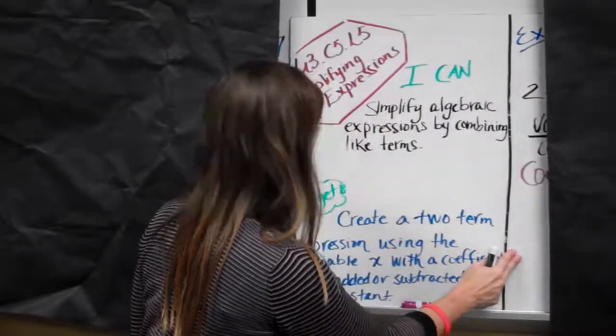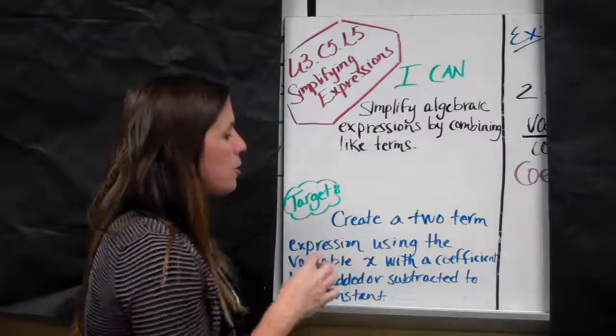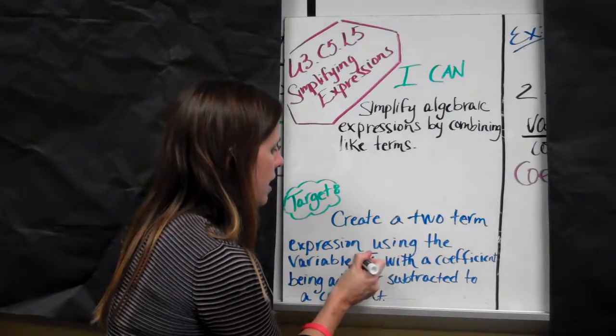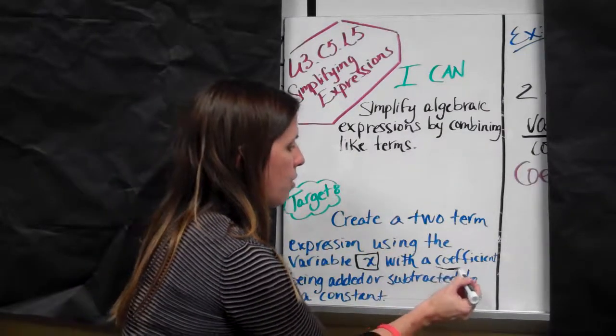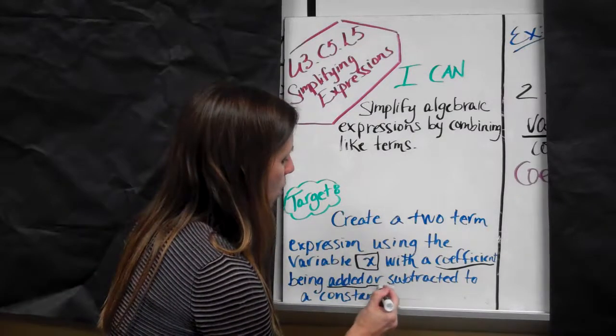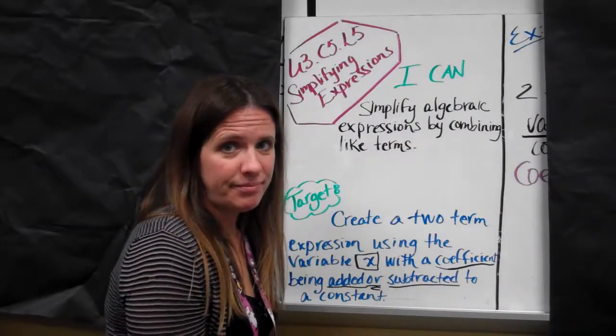All right, let's go back to that first board. Here's what we want you to come to class with tomorrow. Create a 2-term expression using the variable x. So please use x in your expression. The x has to have a coefficient, and it has to be added or subtracted to a constant. Good luck.